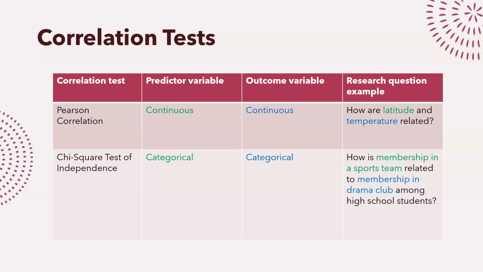The Pearson correlation, also known as Pearson product moment correlation, is a parametric measure. For example, you can use Pearson correlation to measure the strength of the relationship between latitude and temperature.